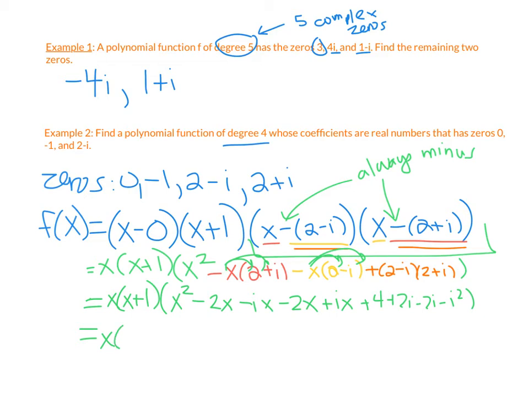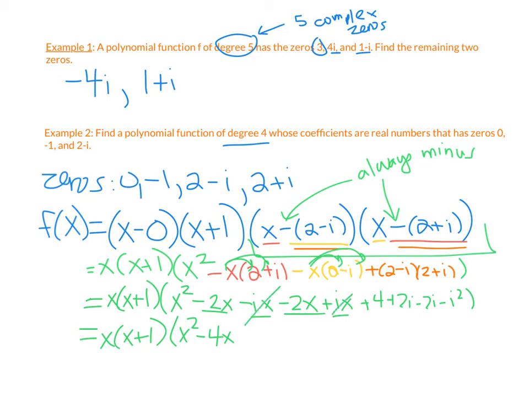Now we're going to simplify everything in those parentheses, and if we did everything correctly, we should have no i's in the end. If you get i's in the end, you're going to have to go back and see if you can find your mistake. So I have an x squared here. Minus 2x, those two combine to be minus 4x. Minus ix and plus ix, those cancel out. So that's a good sign.